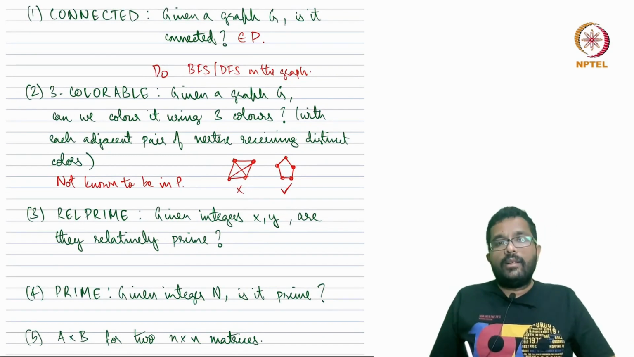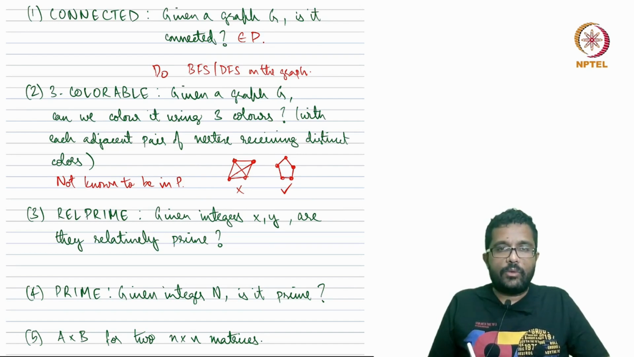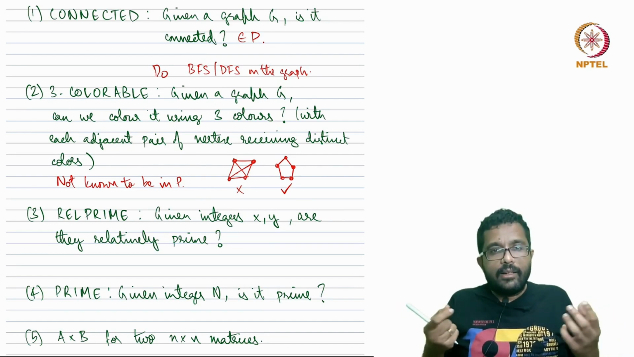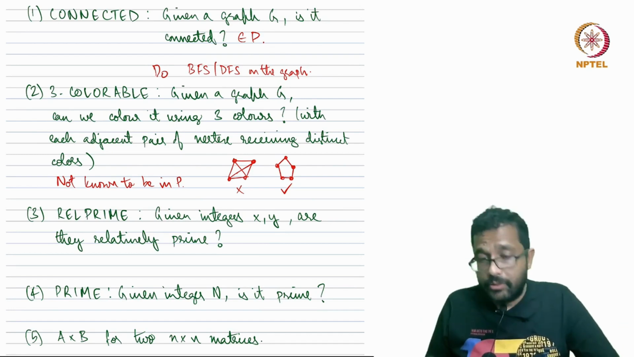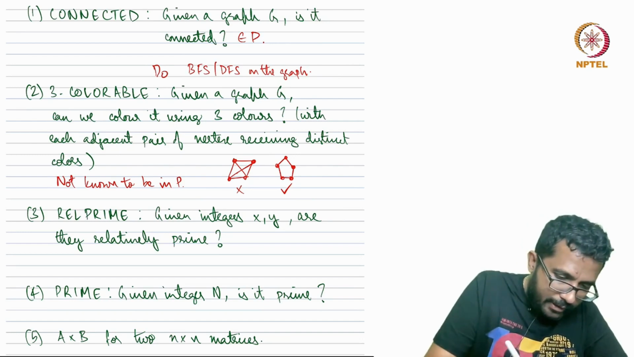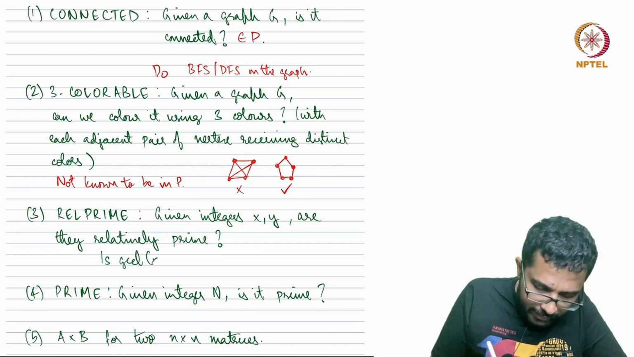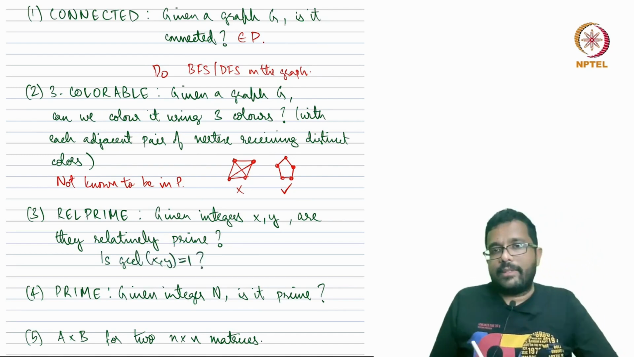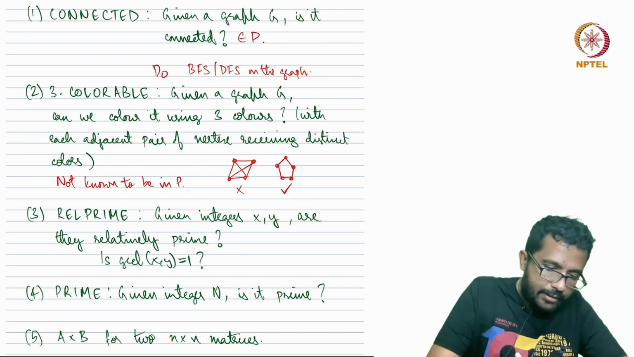Relatively prime. Given two integers x and y, are they relatively prime? So meaning, is the highest common factor or the highest common divisor, sometimes known as GCD, right? So in other words, we are asking, is GCD of x, y equal to 1? This will happen only when they are relatively prime. Is there any common factor? In fact, this is known to be in P.